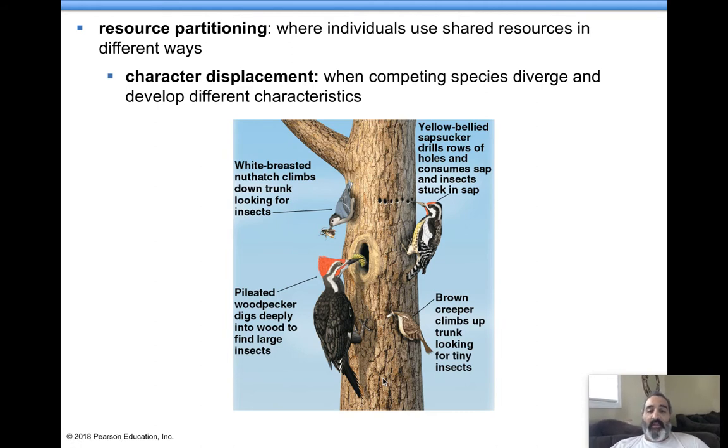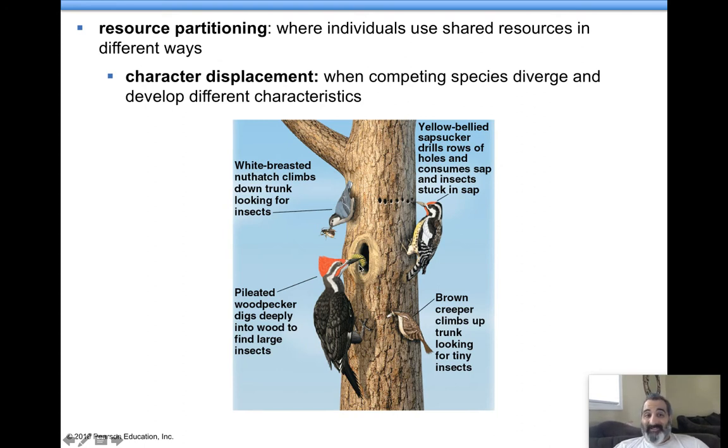Here's another way they can live together in nature. They partition or separate their resources. So here's an example. You have all these different birds in this tree, and they have figured out a way to partition resources. This guy here comes and picks up insects coming down the tree. This guy here pecks into the wood of the tree looking for insects stuck in sap. This woodpecker here makes pretty big holes and looks for big insects inside. This bird here is also looking for tiny insects. So what they've done is they've partitioned or separated the tree into different areas.